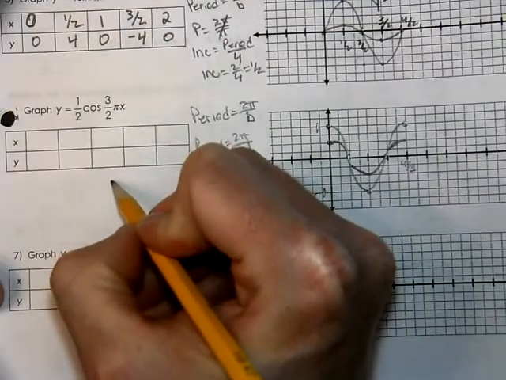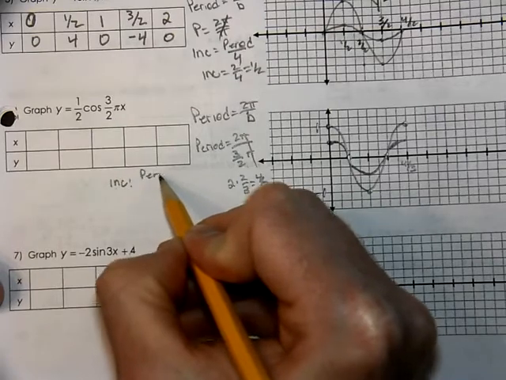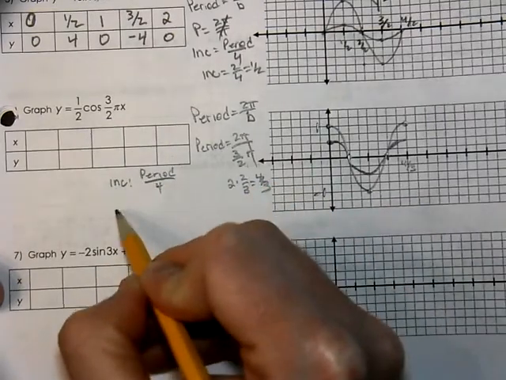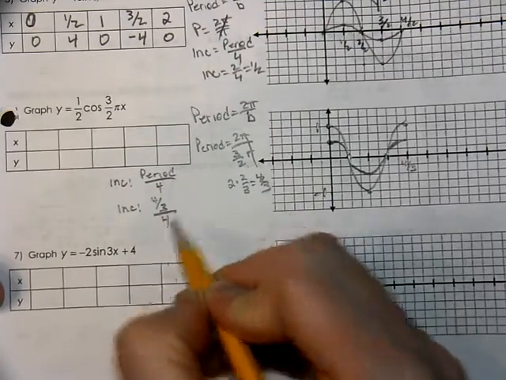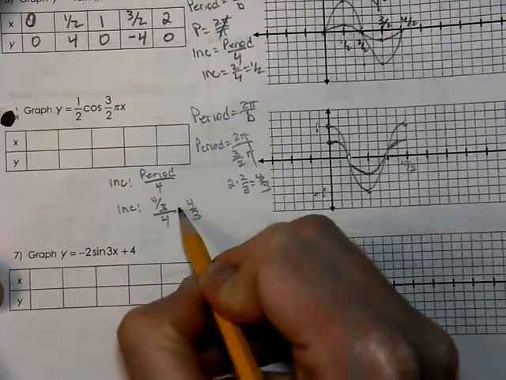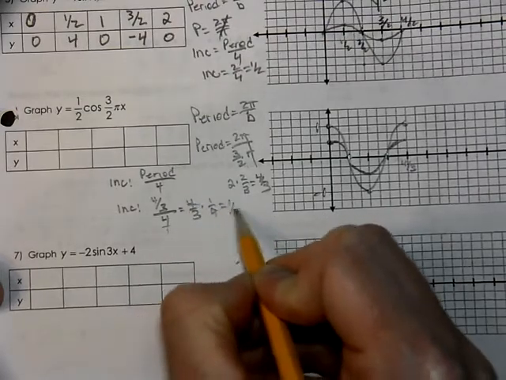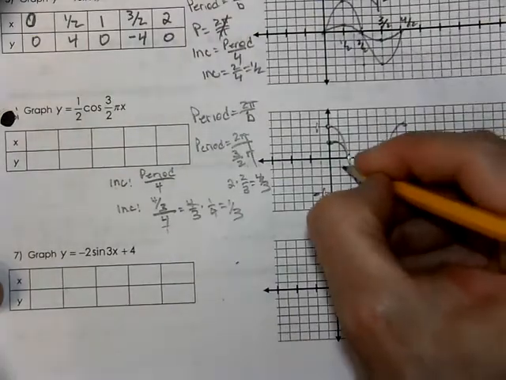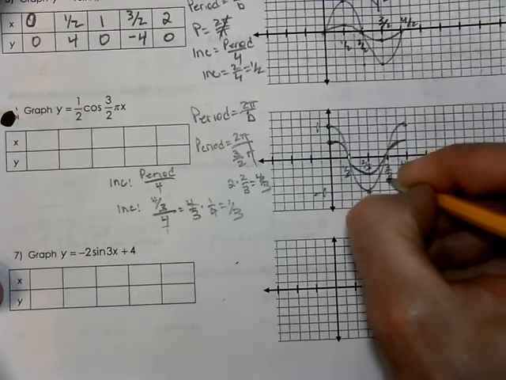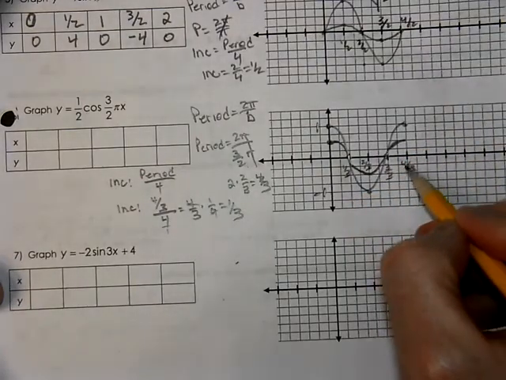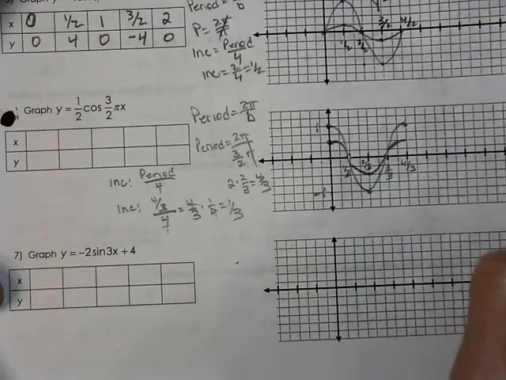And the increment is the period divided by 4. So the increment's going to be 4/3 divided by 4. So we're going to take our 4/3 and multiply it by 1 over 4, which is 1/3. So this is going to be 1/3. This will be 2/3. This will be 3/3. And this is 4/3. So it's a good way to test what your period is if your increments help add up to it.